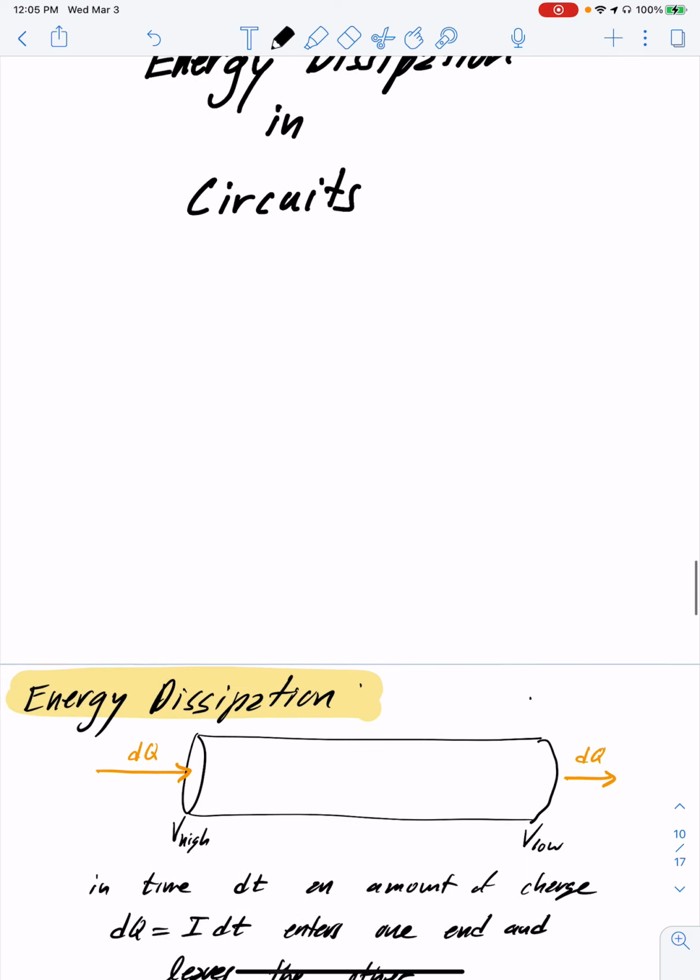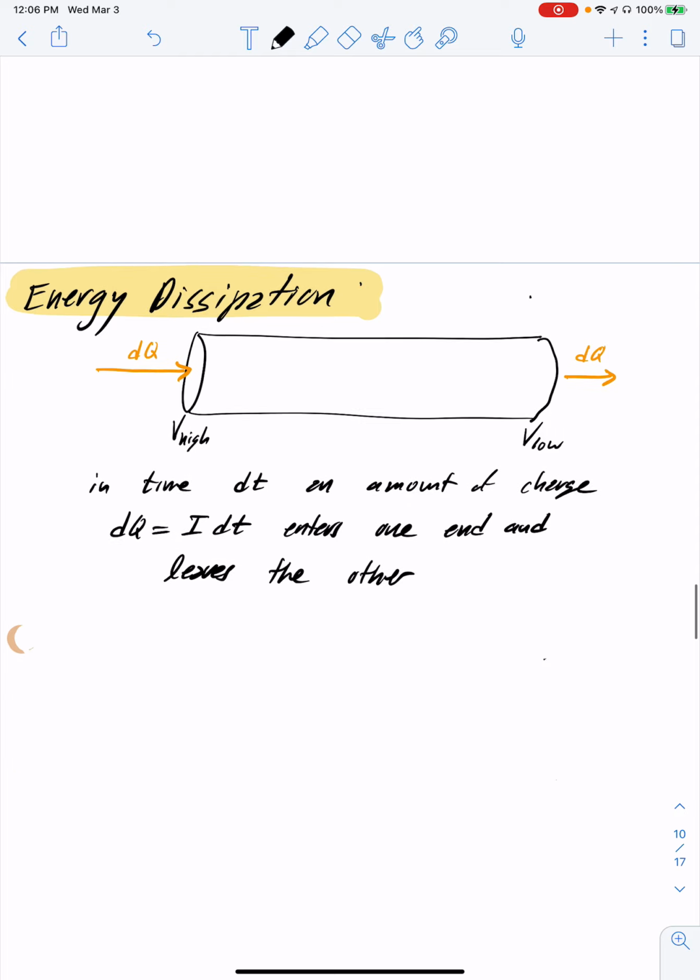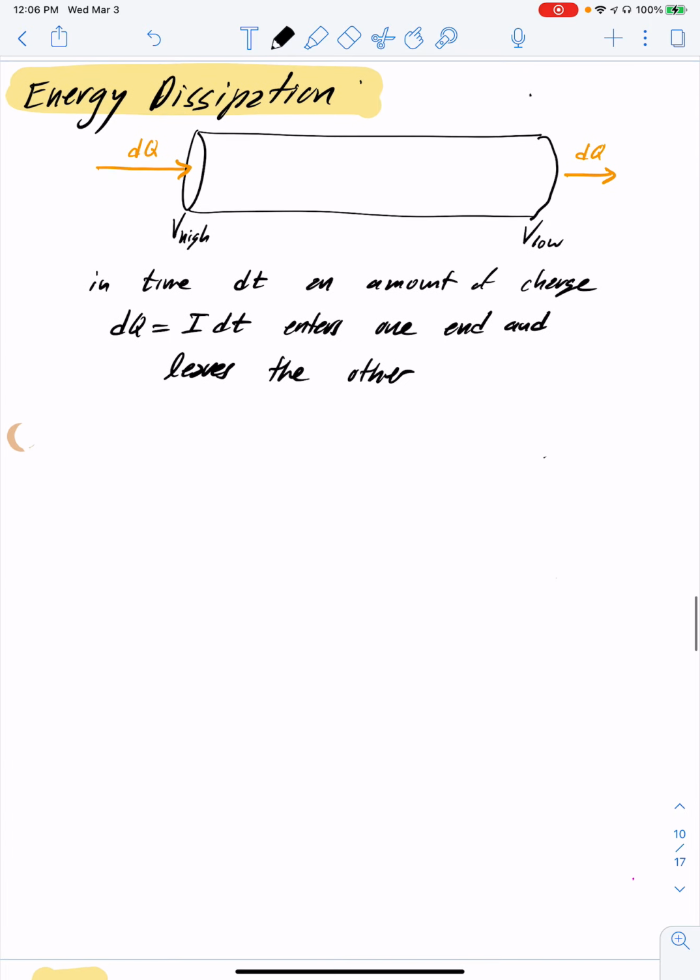Okay, so today we're going to think about the energy dissipation in a circuit. So we said before that it took some work to push a current through a conductor. So let's think about how much work that is.